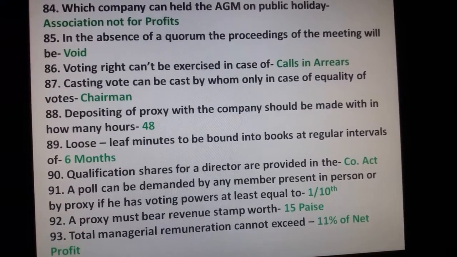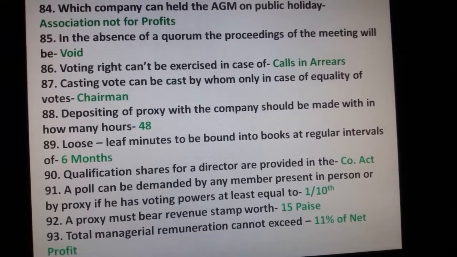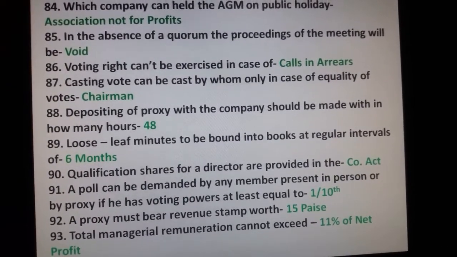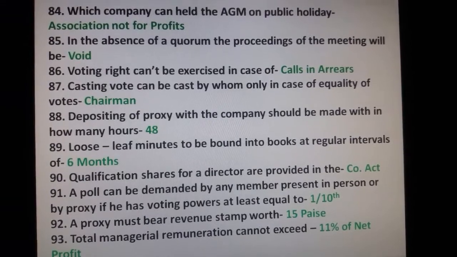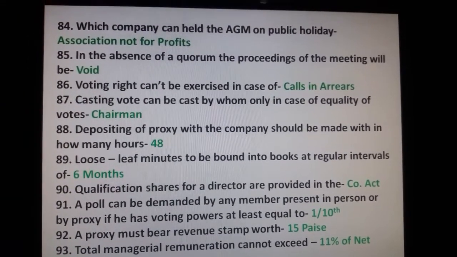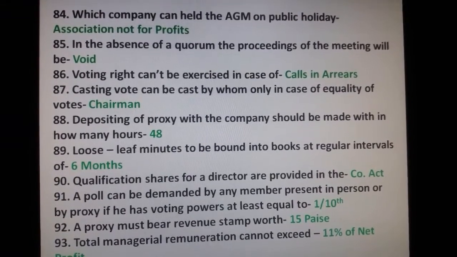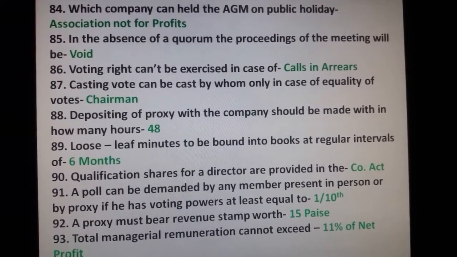Voting right can be exercised in case of call in arrears. Casting vote can be cast by whom? Only in case of equality of votes. Chairman. Depositing of proxy within the company should be made within how many hours? 48. Loose leaf members to be bound into books at regular interval of 6 months.